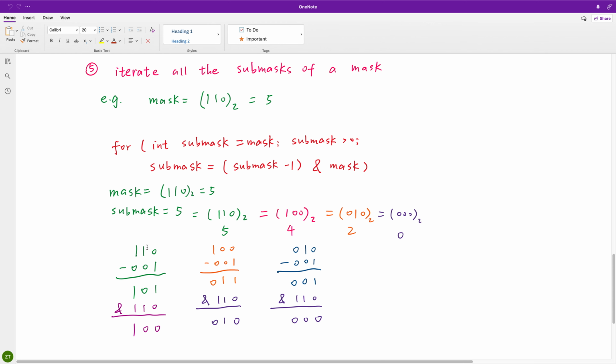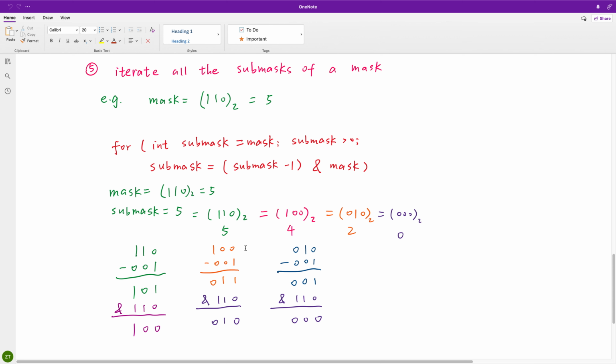We take submask 110 minus 1, so minus 001. We borrow 1 from here, so 2 minus 1 equals 1. Now we have 101. And then we AND with the mask. We AND with the mask 110, then we get 100. So this is one submask, 100.